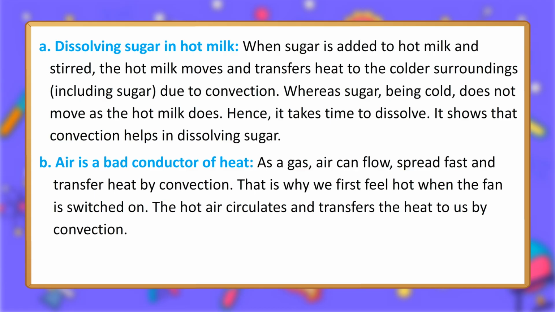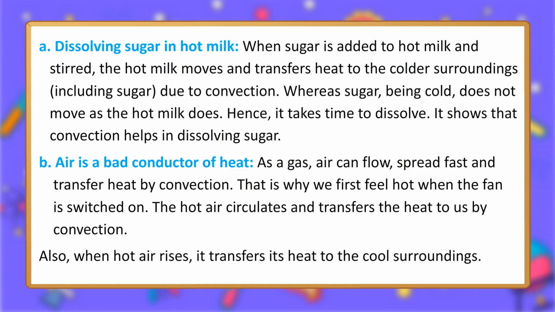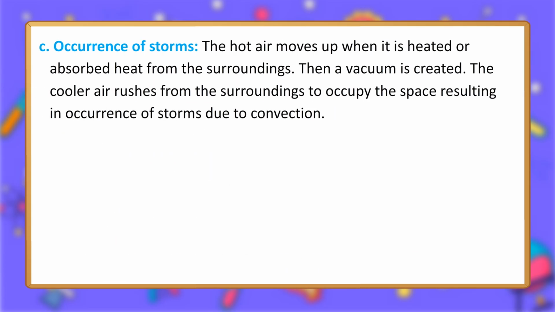B. Air is a bad conductor of heat. As a gas, air can flow, spread fast and transfer heat by convection. That is why we first feel hot when the fan is switched on. The hot air circulates and transfers the heat to us by convection. Also, when hot air rises, it transfers its heat to the cool surroundings.